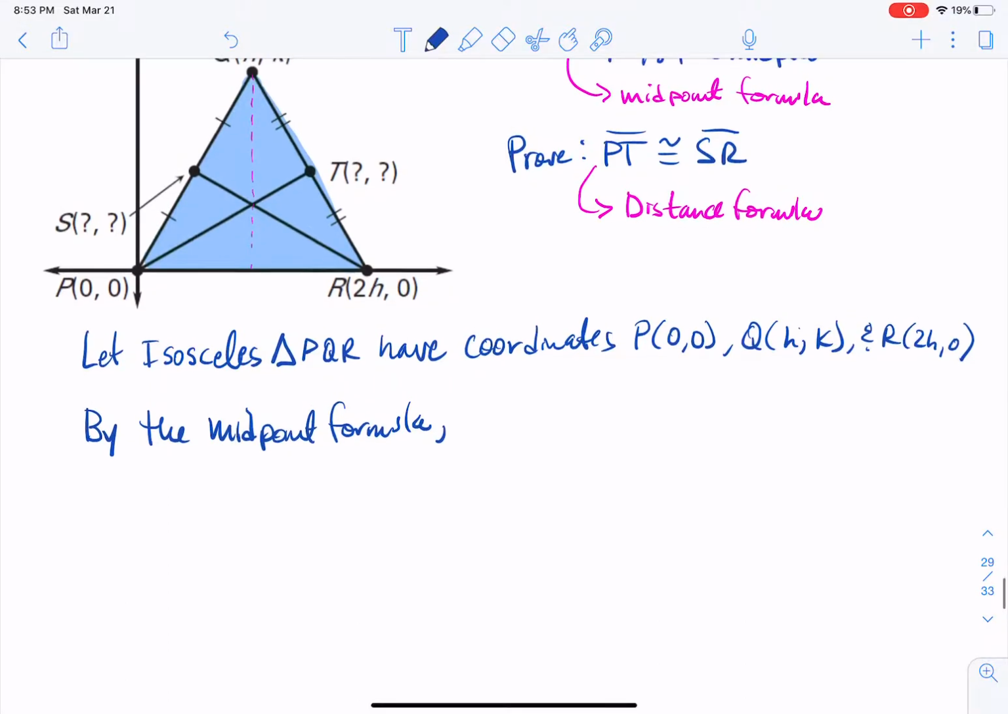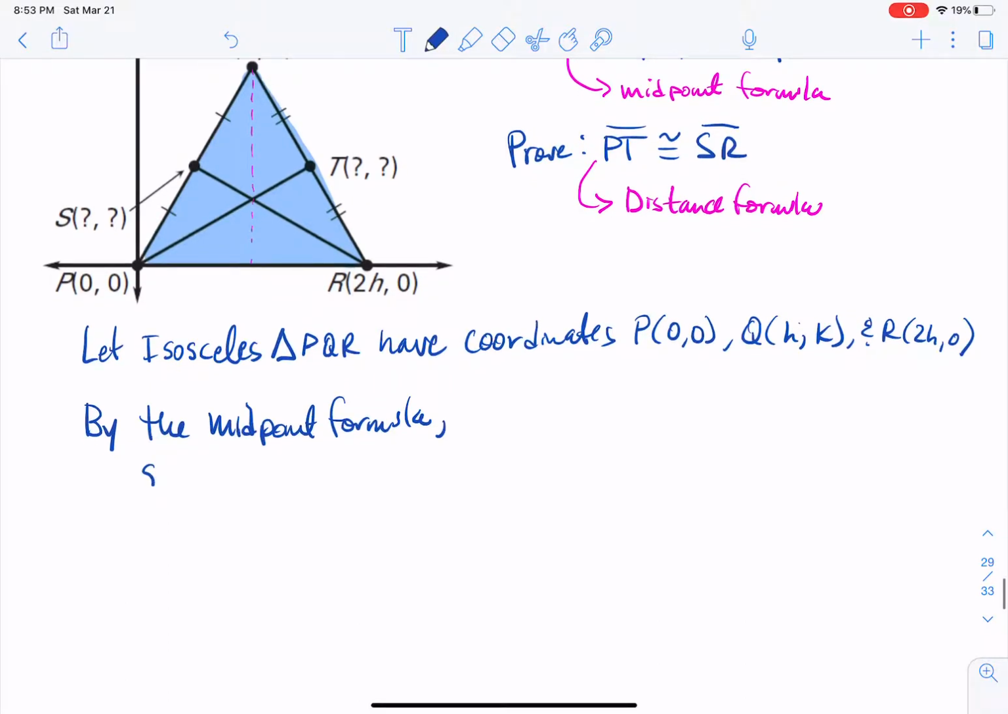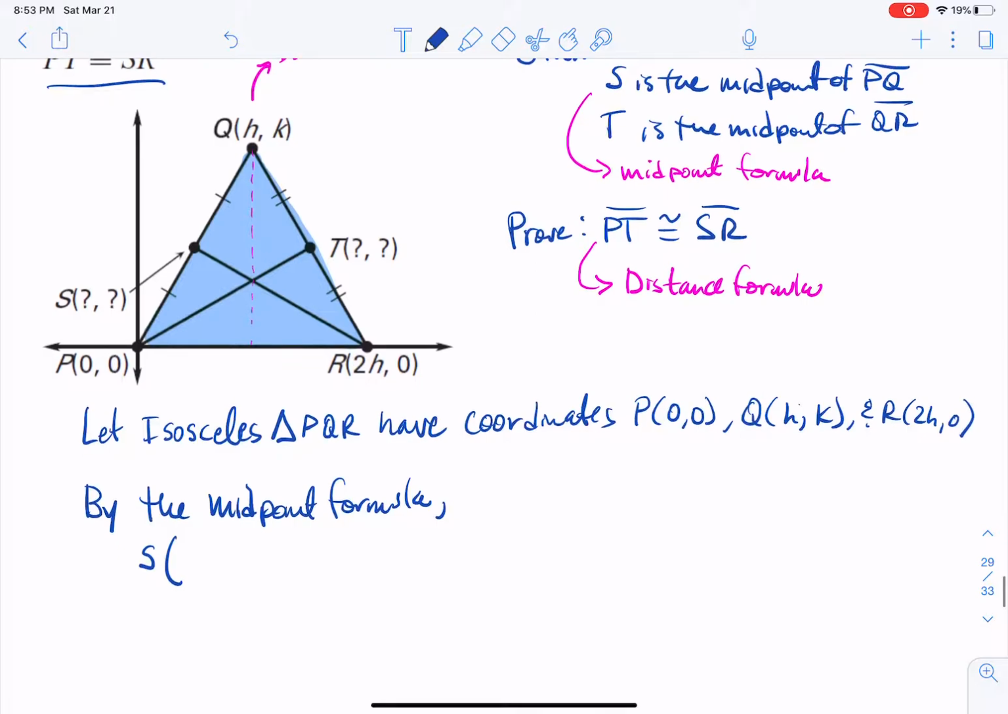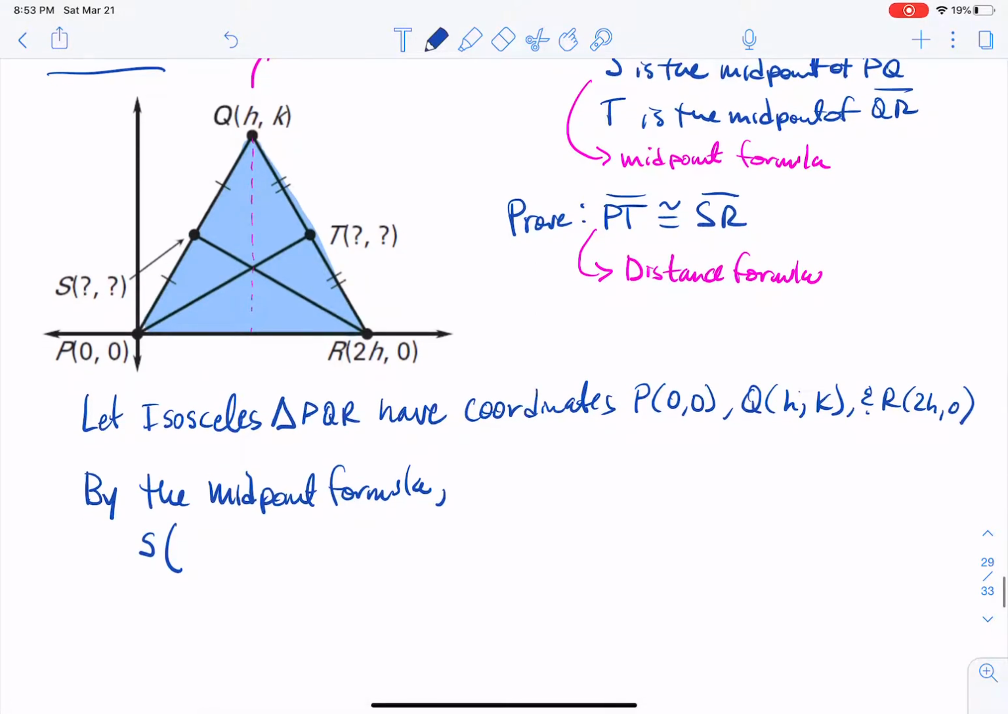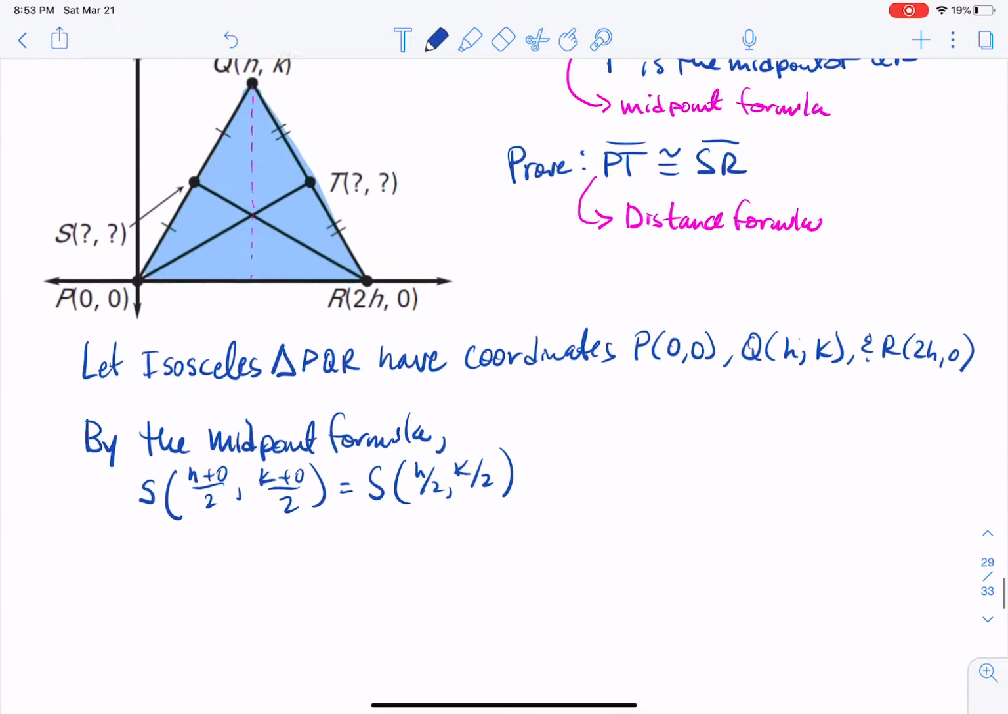Let's find the coordinate first for point S. So S, midpoint between Q and P. H plus 0 over 2 and K plus 0 over 2, which will simplify to H over 2 and K over 2. Fractions. We love them.